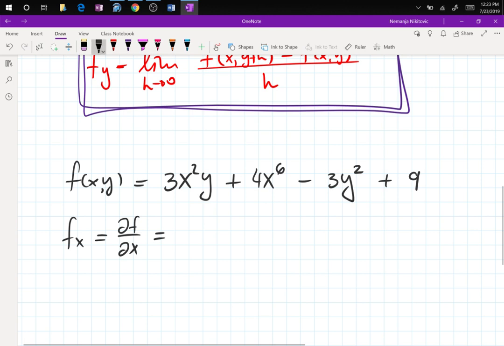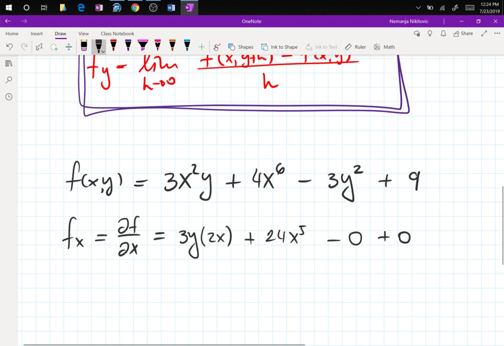Taking the derivative with respect to x, that means that 3y is a constant and the derivative of x squared is 2x. That's your Calculus 1. And the rest is a constant, which is 3y. So you take that in there, plus the derivative with respect to x, that's going to be 24x to the 5, and then minus 0, and then plus 0, because there are no x's in these terms. With respect to x, these terms are constant, therefore they all go to 0. So if you are taking the derivative with respect to x, you hold y as a constant.